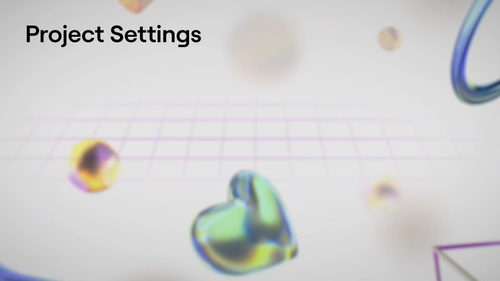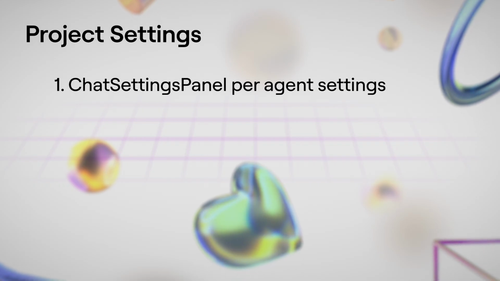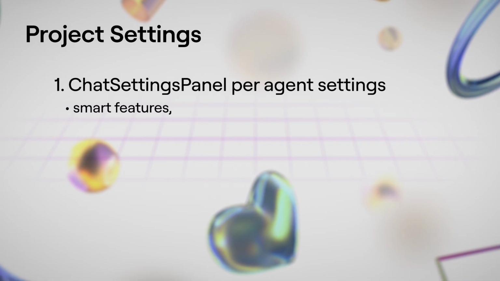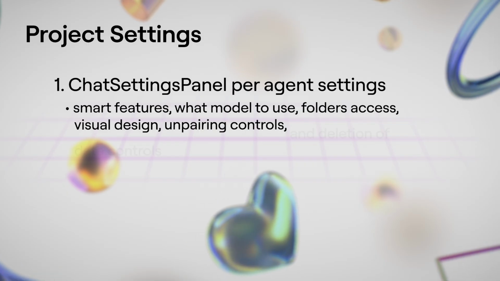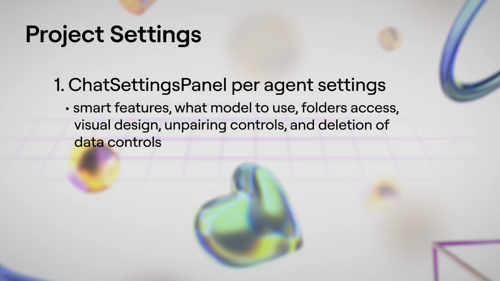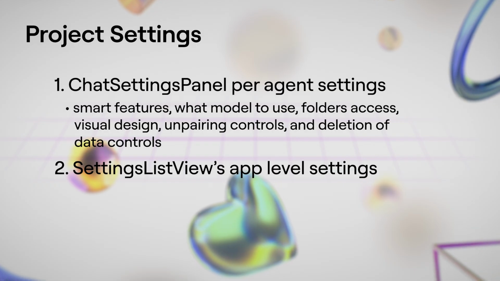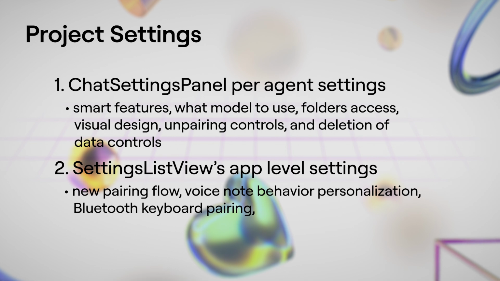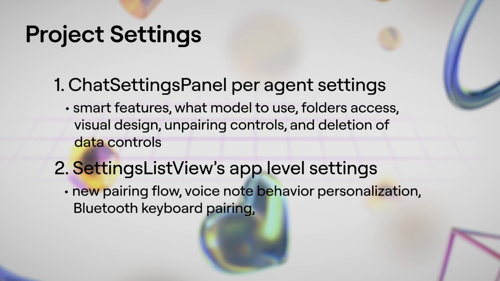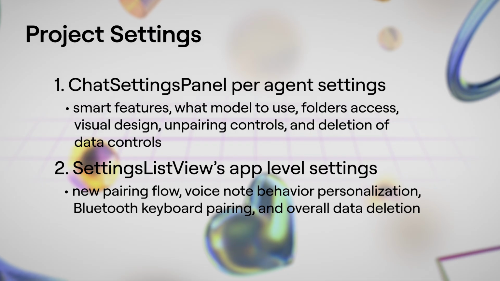The project allows for you to create 2 different kinds of settings. You have the chat settings panels, which are per agent settings, and this is for things like smart features, what model to use, what folders and repositories it has access to, as well as unpairing and deletion of data for that specific agent. We also have app level settings at the settings list view, and this is where we have things like new pairing flow, personalization for voice note behavior, Bluetooth keyboard pairing, which is what's driving the requirement for extended permissions plus experimental, as well as an overall data deletion option if you want to delete all of your data.